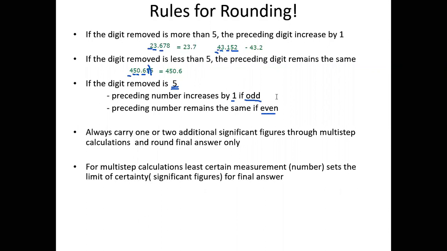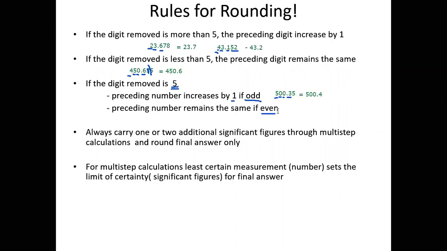So for example, if we have 500.35 and we want to round it to 4 significant figures, after the 3, it's exactly 5. So since it's odd, we're going to round up to 4. So this becomes 500.4.